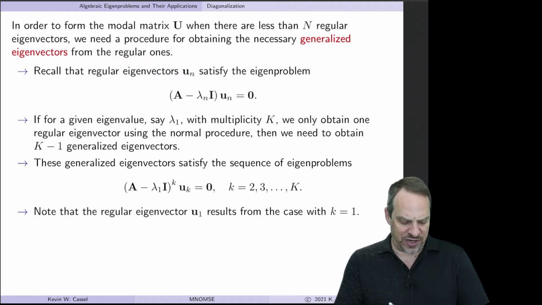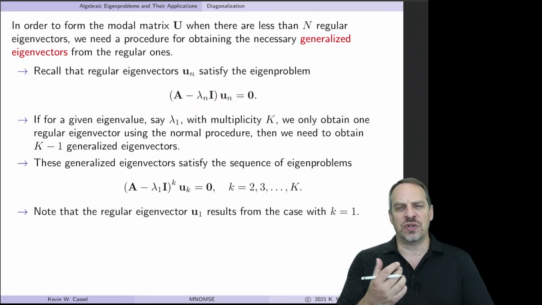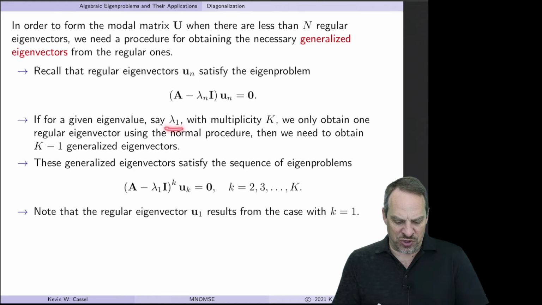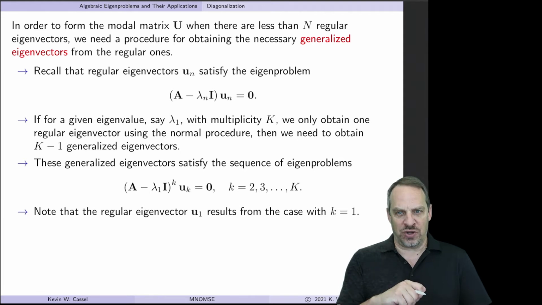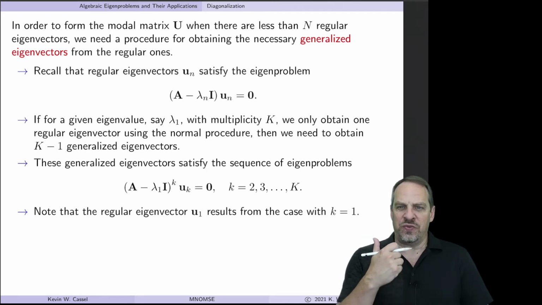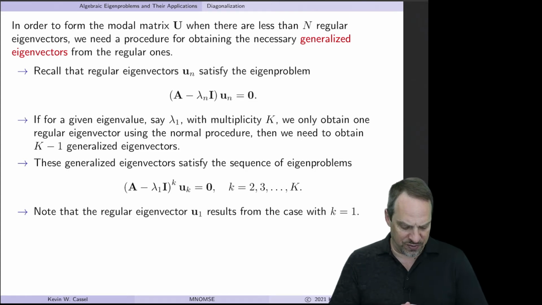So remember how we got the regular eigenvectors from the quantity A minus lambda I times U is equal to 0. So we solve for U for a given eigenvalue, lambda n, and that produces our regular eigenvector. Now if we have an eigenvalue, say lambda 1 with multiplicity capital K, then we need to find capital K minus 1, because we got 1 regular eigenvector from that eigenvalue. We need to find capital K minus 1 generalized eigenvectors for the same eigenvalue. Those come from the following eigenproblem. And you'll notice the difference is now it's to the power k.